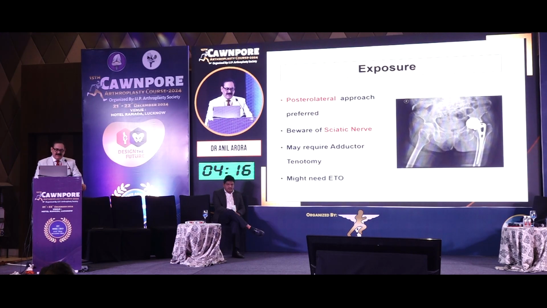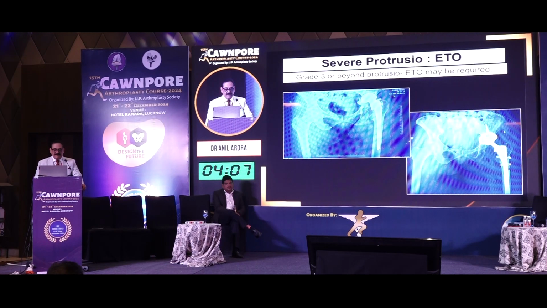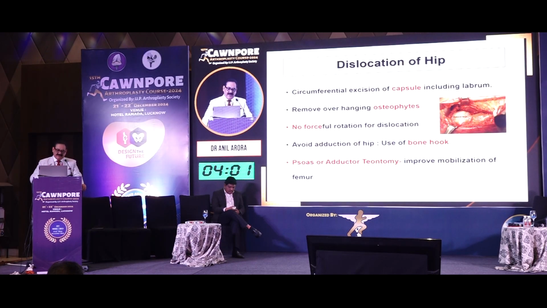For exposure, the majority of surgeons prefer the posterolateral approach. Beware, the sciatic nerve is very close to the trochanter, and in case of severe protrusio you might require an extended trochanteric osteotomy for exposure. For dislocation of the hip, do circumferential excision of the capsule and remove all the osteophytes which are impinging on it. No forceful rotation for dislocation. Don't ask your associate to dislocate. Use a bone hook to take it out. And you might require psoas tenotomy to take the head out.